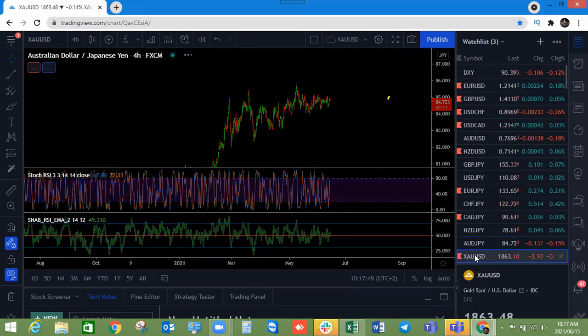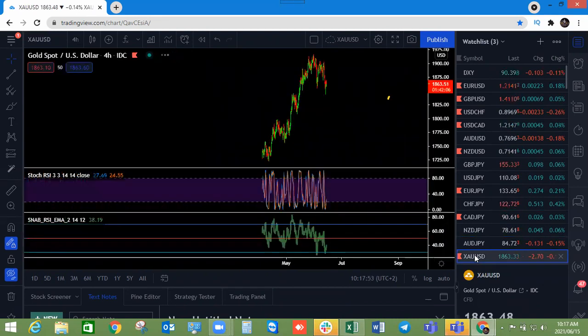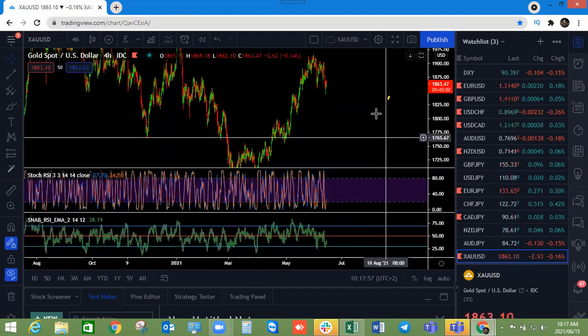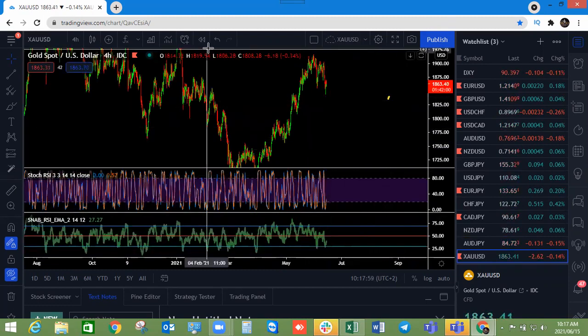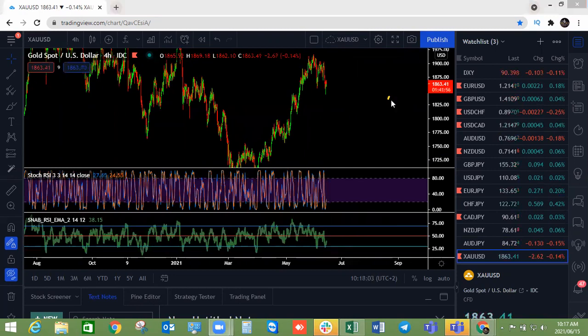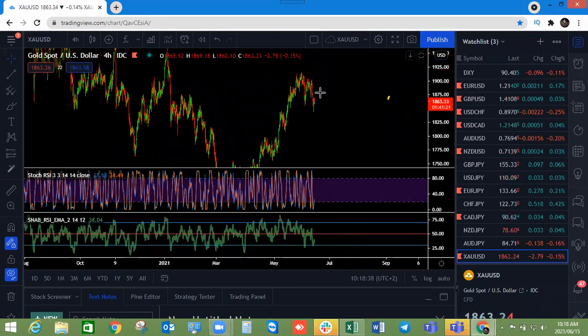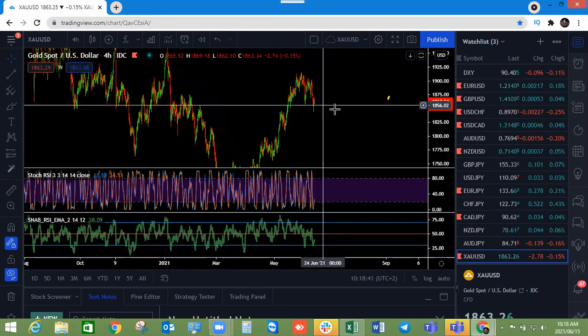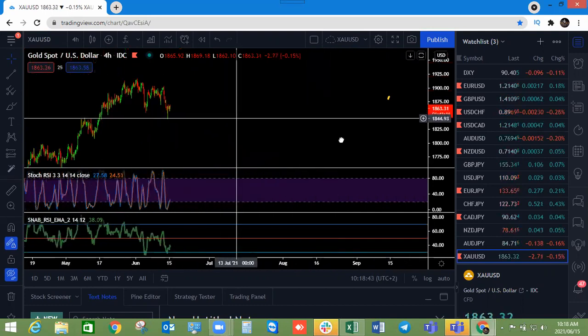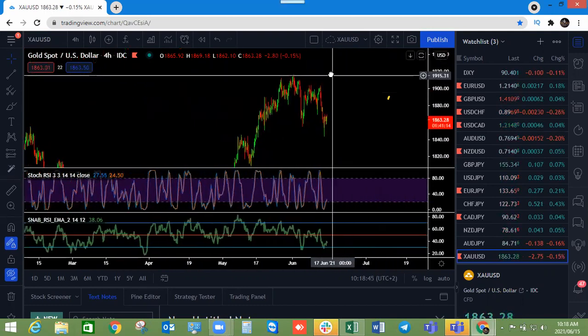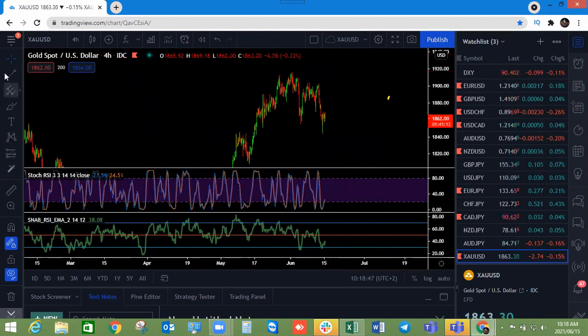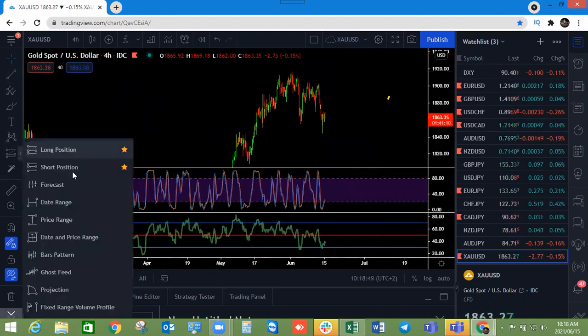Gold. Right, that is gold. Let's have a look at gold. Right, so gold has made a pullback. We wanted it deeper than this. That's fine. So it looks like we've got a blue box there on gold. Let's project that.